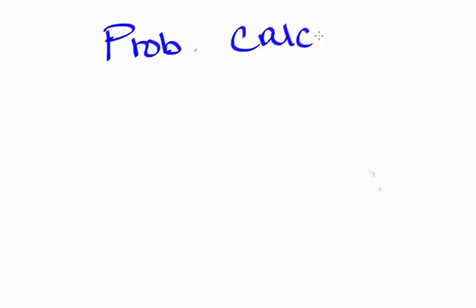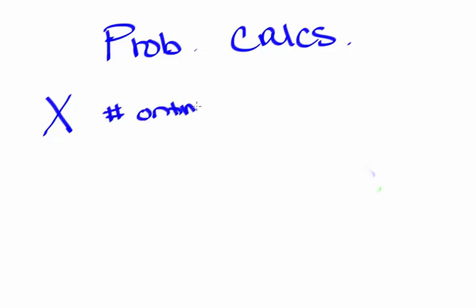In this presentation, we're going to cover how to do probability calculations for a random variable. So for our first example, let's assume we have a random variable x, and this random variable represents the number of on-time flights at Phoenix Sky Harbor Airport.